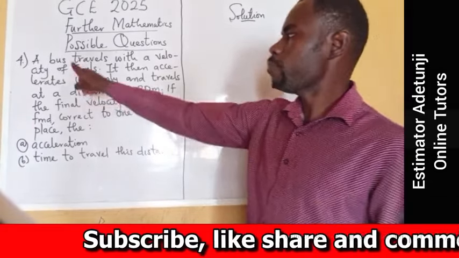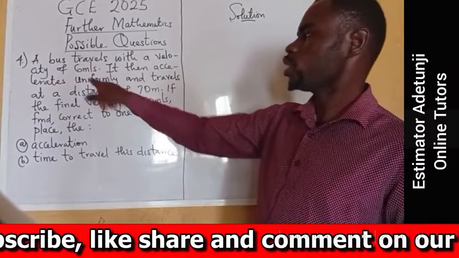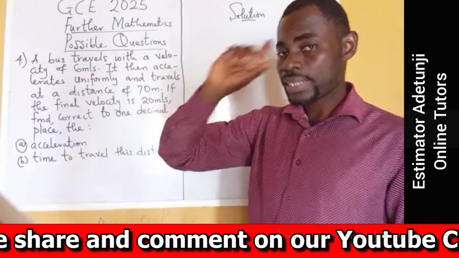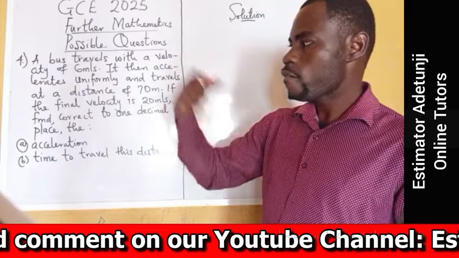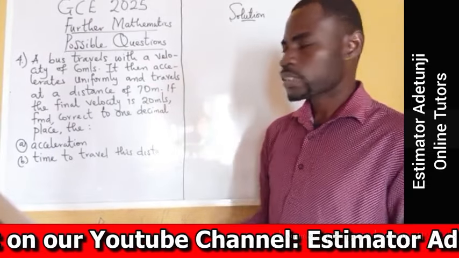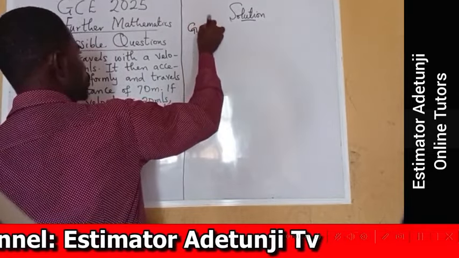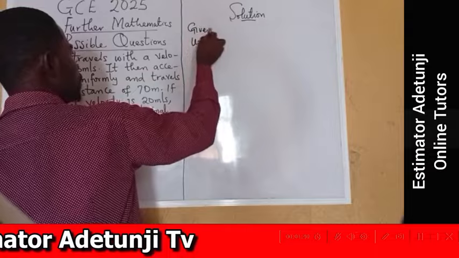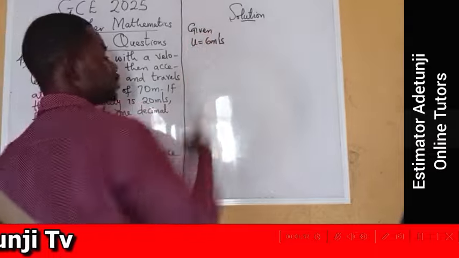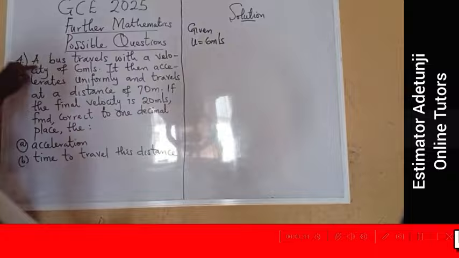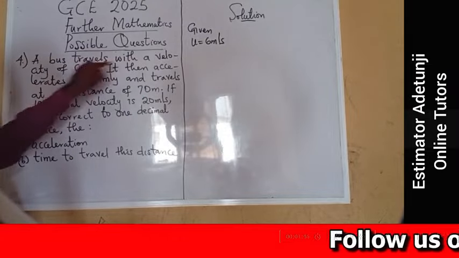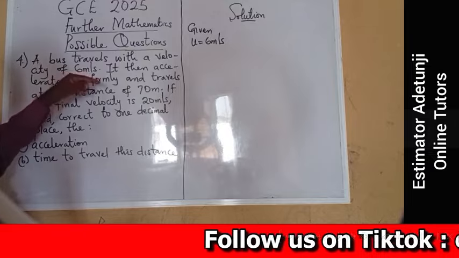A bus travels with a velocity of 6 meters per second. That is the initial velocity of the bus. So you will say, given, your u is 6 meters per second. That's the initial movement of the bus.